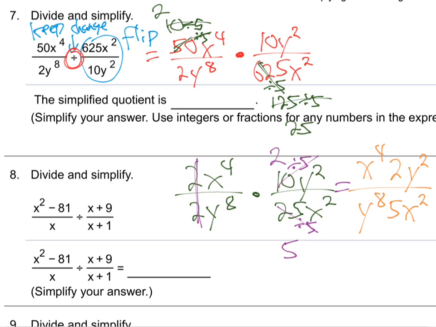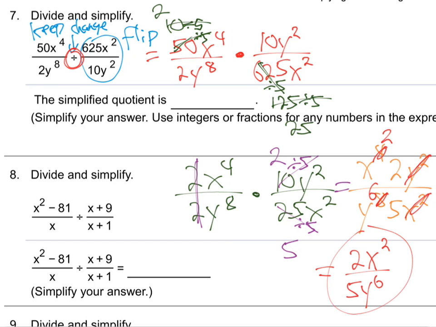We good to there? And now we can cancel letters, right? Did I mess up? Is that right? I think that's right. You can just put them all next to each other. It doesn't matter what order they're in. If it bugs you, put the numbers in the front. So now let's cancel out some letters. So y squared will go into y to the 8th to leave y to the 6th on the bottom. And x squared will cancel x to the 4th, leave x squared on the top. So 2x squared on the top, 5y to the 6th on the bottom.